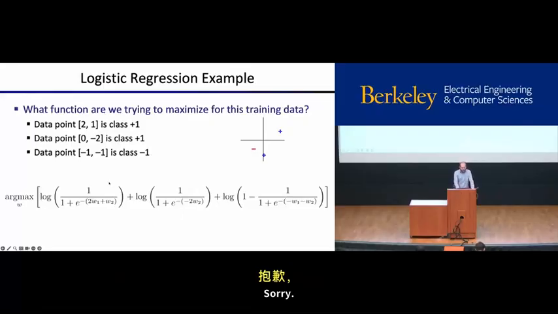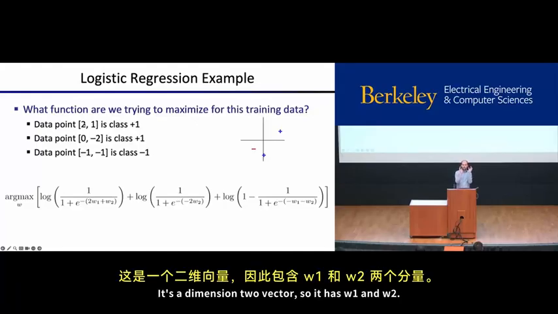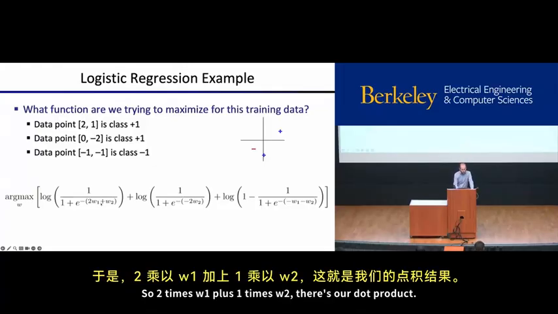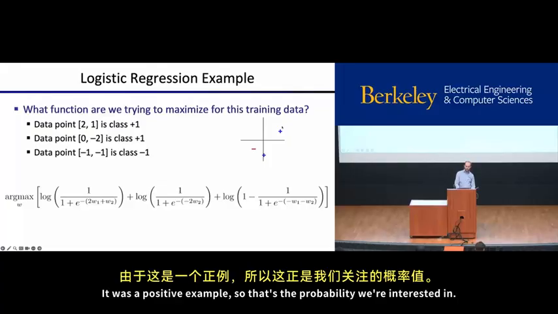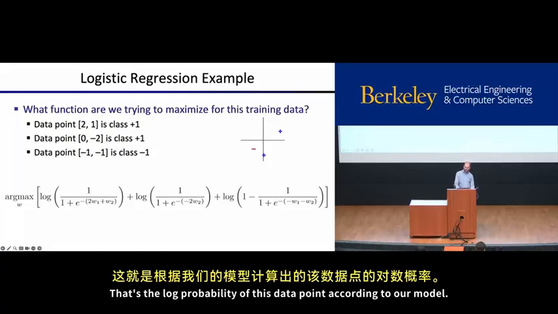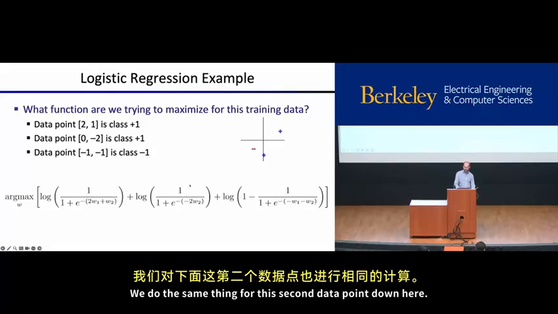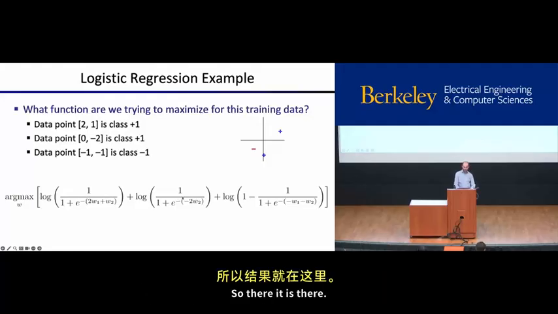Here is our first data point. So we've taken 2, 1, and we've taken the dot product with W. So W has two values. It's a dimension 2 vector, so it has W1 and W2. So 2 times W1 plus 1 times W2, there's our dot product. There's the sigmoid function of it, so that's the probability of a positive example. It was a positive example, so that's the probability we're interested in. And then we take the logarithm of that. That's the log probability of this data point according to our model. We do the same thing for this second data point down here. Here the dot product is 0 times W1 plus -2 times W2, so there it is there.